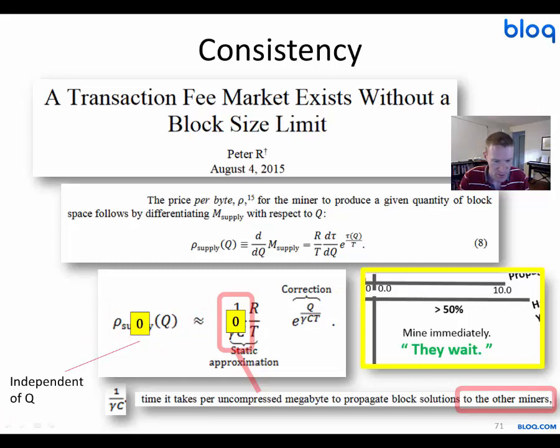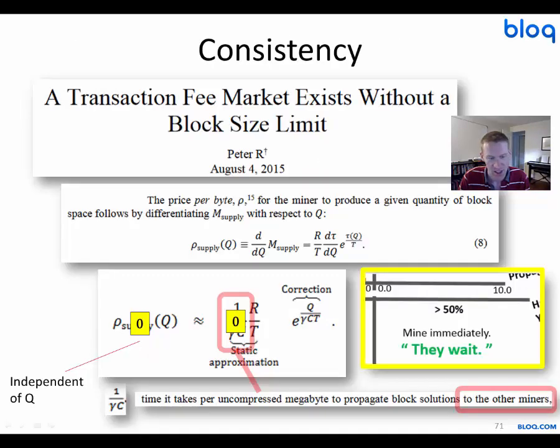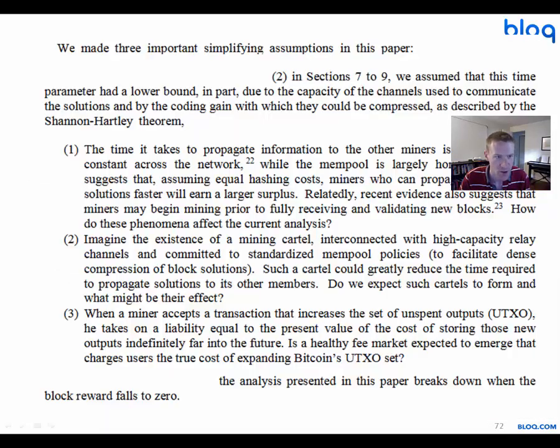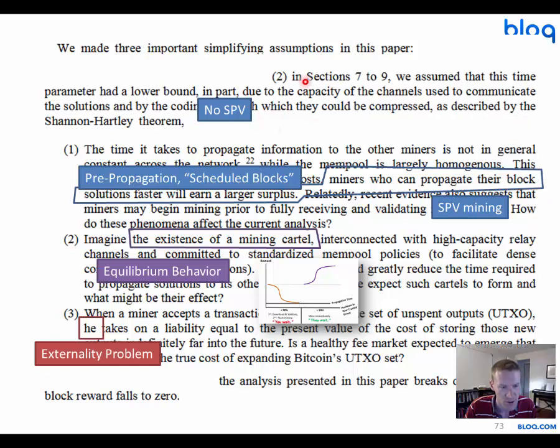As I just tried to explain, I actually feel that it should be negative in this sense, when you have a greater than 50% hash rate. But it's actually consistent, which is interesting. Here are some assumptions that Peter R. made in his paper. I'm going to be talking a lot about these issues as this section concludes.